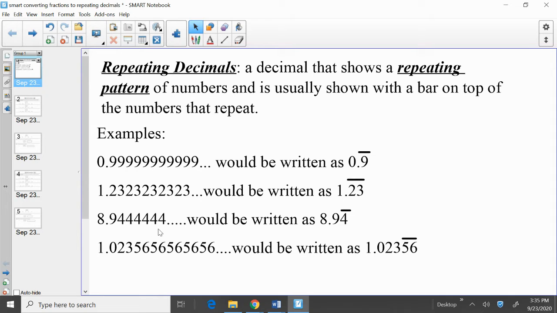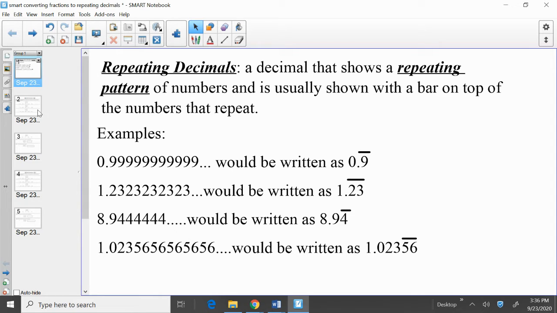Okay. And then one more example, and I hope that you'll get it with that. 1.0235656565656, on and on and on, with that 56 going on forever, would be written as 1.02356 with a line over the 56, because only the 56 repeats in the decimal. The 0, 2, 3, and the 1 do not repeat. Okay, so that's an example of some repeating decimals.